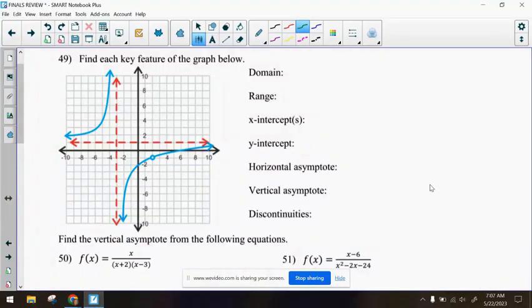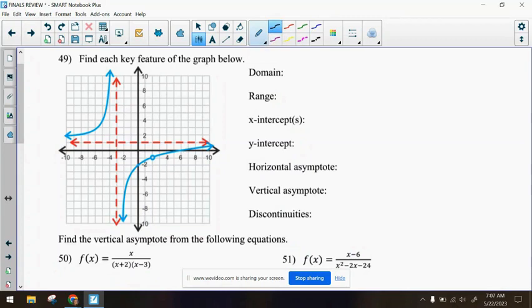All right, finally, we're going to take a look at number 49 and then 50 and 51, but we'll go ahead and run through the key features real quick. Now, we did not talk about the graphs of rational functions in depth, but there are going to be some questions over key features, which are the same key features that we've been talking about. Now we just have to apply it to a new graph.